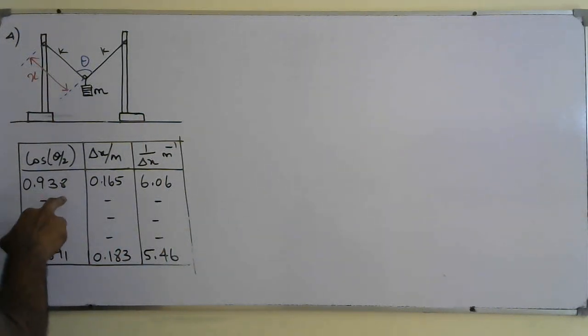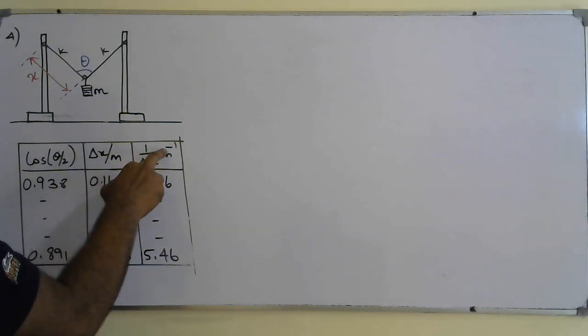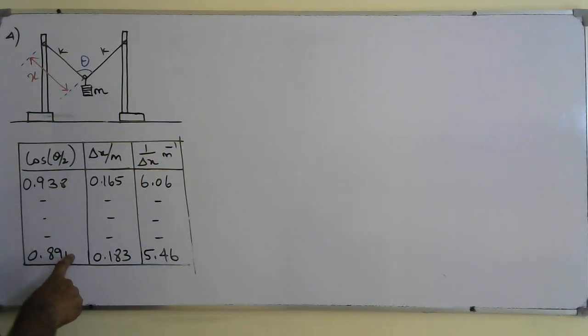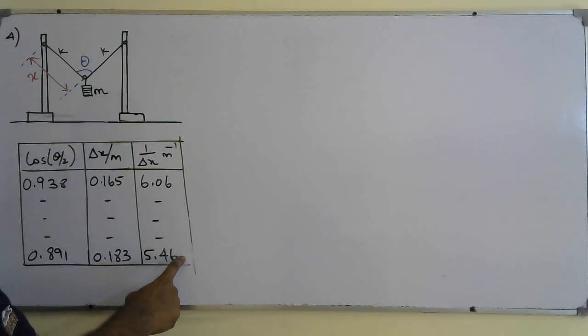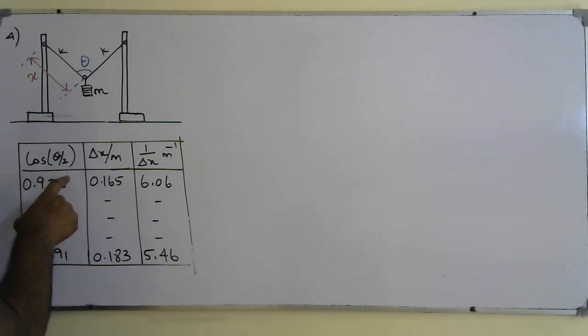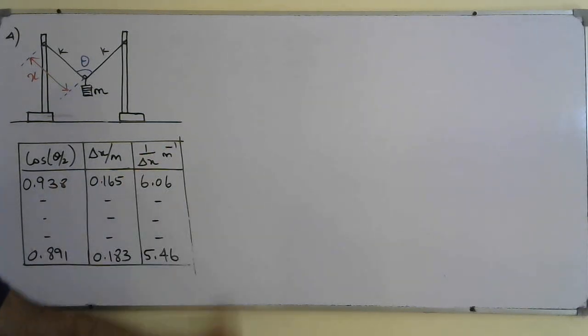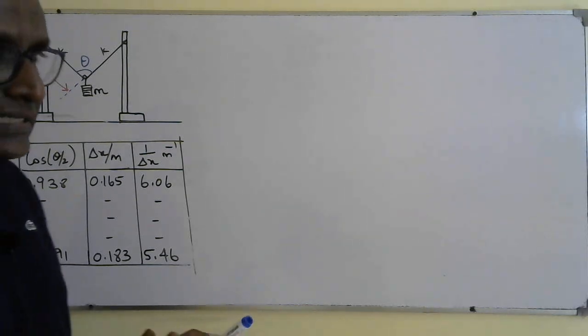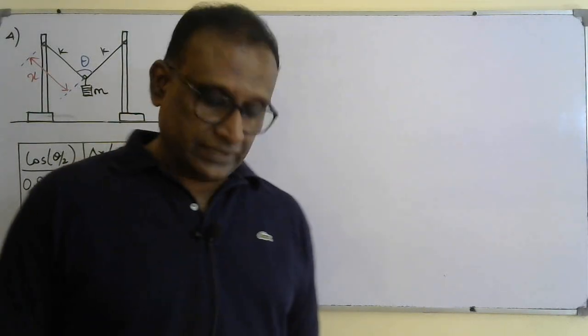Here we have to plot a graph of cos theta by 2 against 1 over x. This is the lowest value for the y-axis. This is the lowest value for the x-axis. This is the maximum value for the y-axis. This is the maximum value for the x-axis. Okay, how can I scale it? See the given grid.